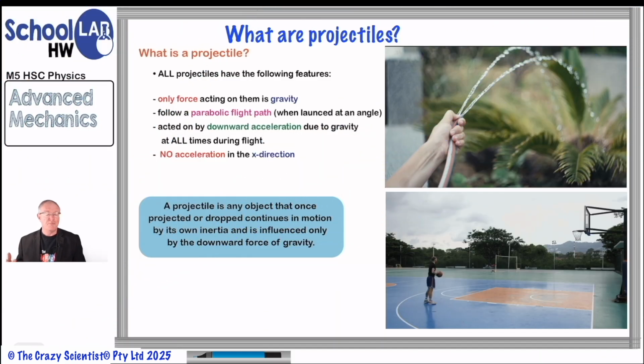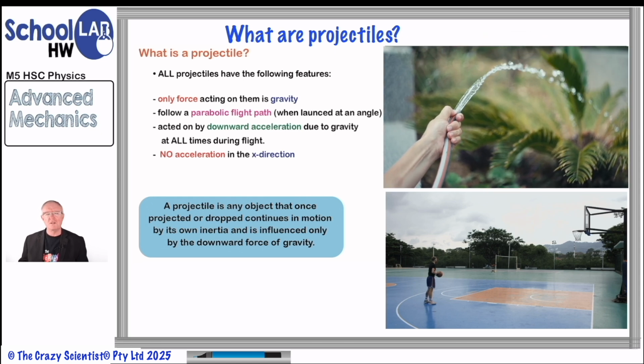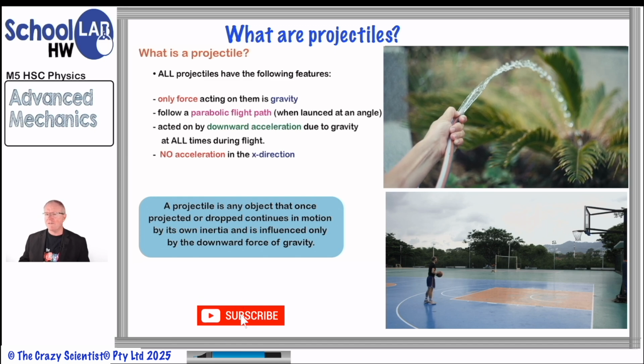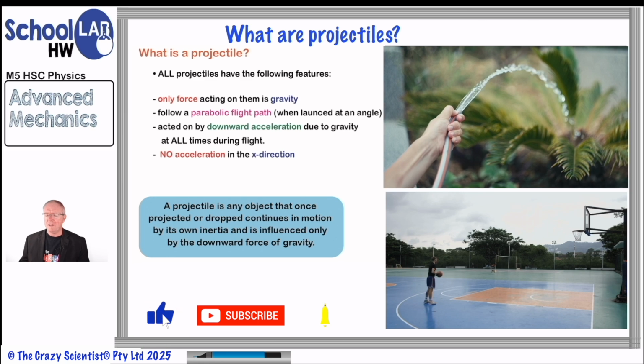All right, so what is a projectile? Well, a projectile is any object that, once in the air, only has the force of gravity acting upon it, and that force is acting downwards towards the earth. We can see some common examples here. Whether you're watering the garden, you can see that the water droplets are following a certain parabolic path, because once they leave the hose, it's just gravity acting on them.